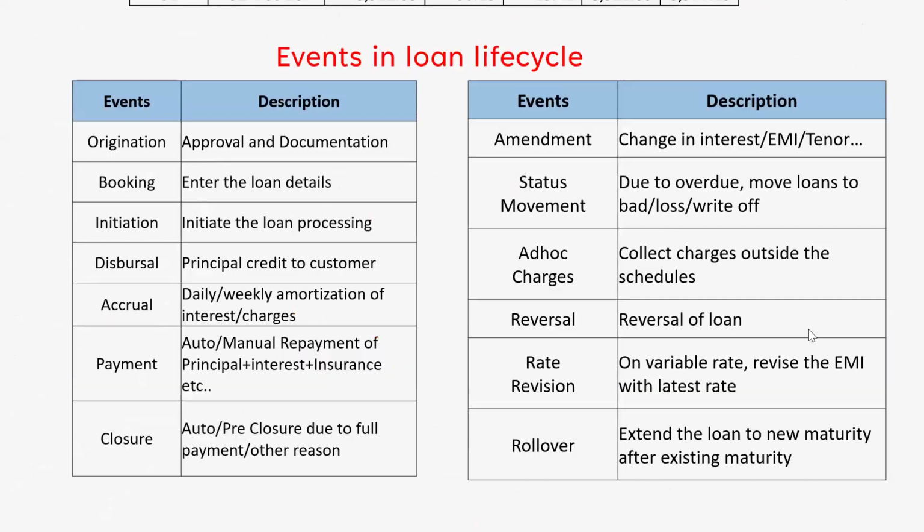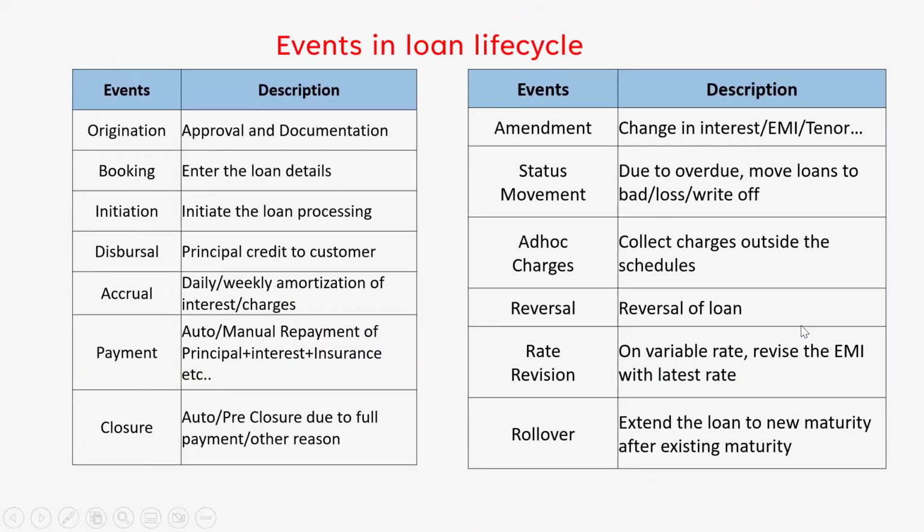Okay. Now we'll see what are the various events in the loan's life cycle. As I told in the beginning, we have origination. In the origination, we have seen loan application, pre-approval, approval, documentation. Those processes are outside the loan management system. And in the loan management system, first we'll have the booking, that is nothing but coming from the origination to book the loan.